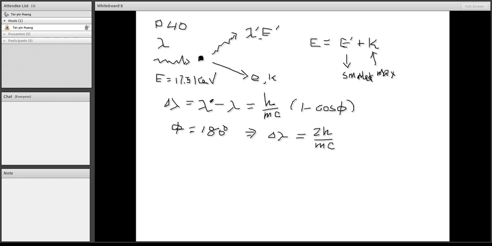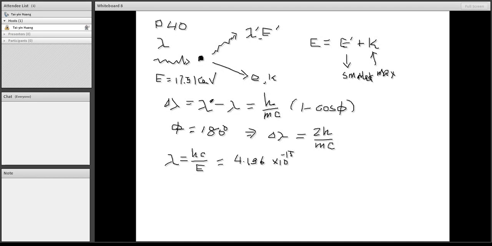Now we deduce, what is our lambda prime? To calculate lambda prime, we need to calculate our lambda first. Our lambda is related to our energy. Lambda is equal to hc over the energy of the photon, because E is equal to hc over lambda. So if you plug in the numbers, we can use the eV notation. For h you have 4.136 times 10 to the negative 15.